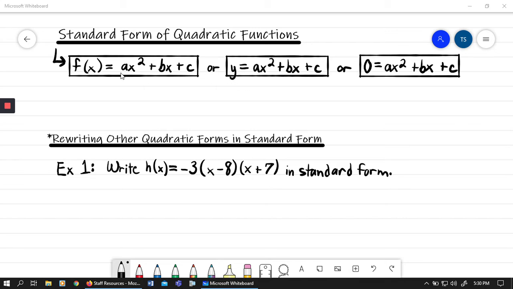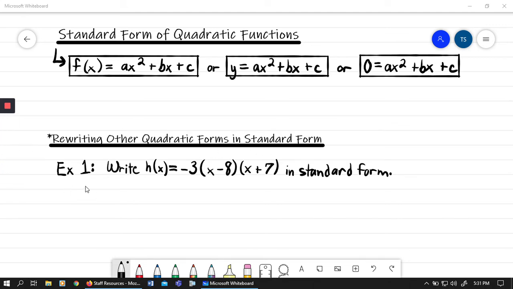So they may say y equals ax squared plus bx plus c. Or, again, it could also be considered standard form if that equation is set equal to 0. And so if it was 0 equals ax squared plus bx plus c. So we're going to look at quite a few things in this video, and we'll start off by looking at rewriting other quadratic forms in standard form.